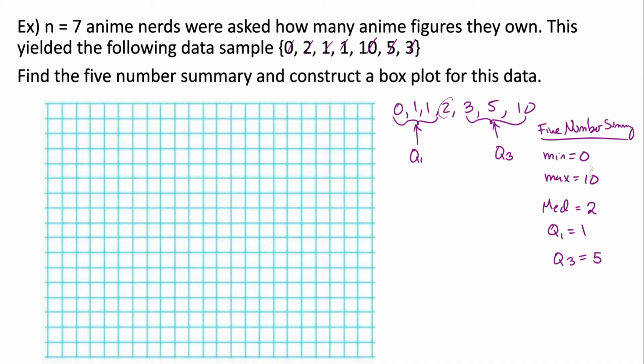All of these values are fairly close together. The 10 is far away, but the other values are pretty close, so we can probably space this out using units of 1. So we'll start by drawing our axis. And here a unit would be number of figures. We could title it something like, anime figures that nerds have. That's our title. Oh, right, we'll label our axis first. Let's start at 0.